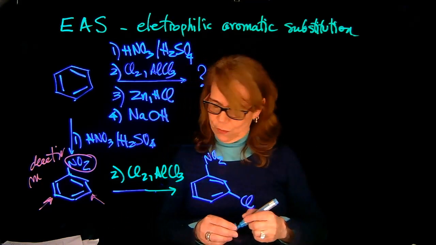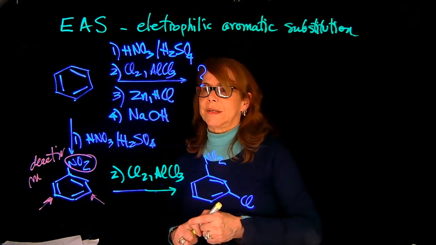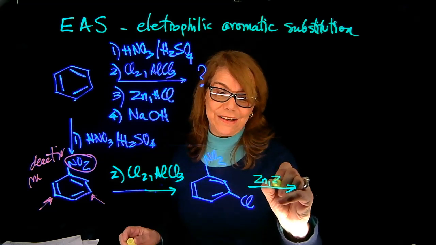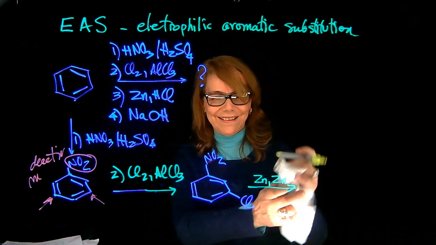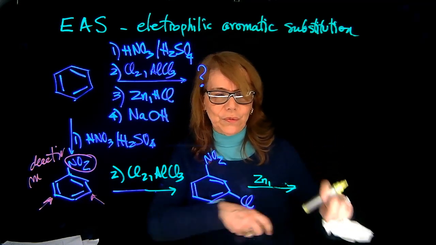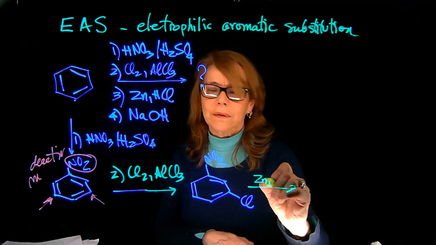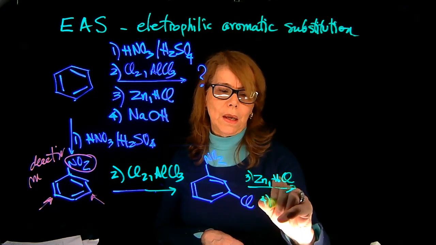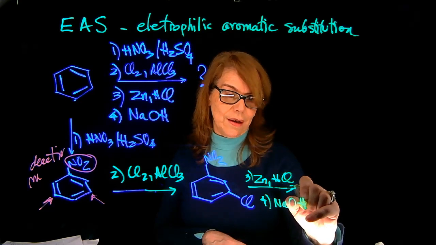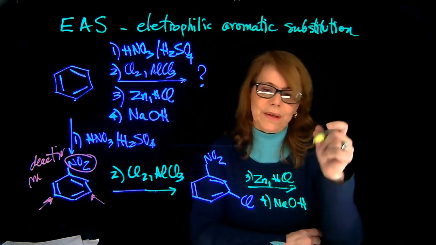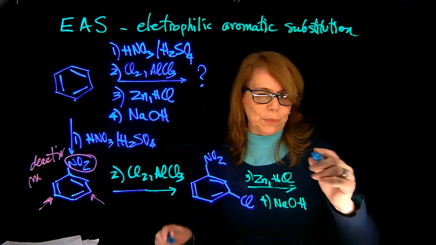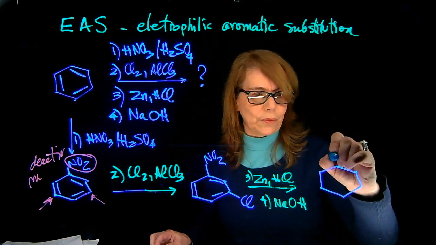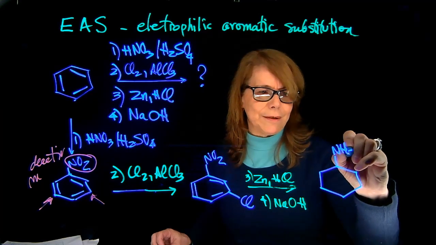The next step we see here is zinc in hydrochloric acid. That is the reduction of the nitro group to the amine, but immediately after, we need to do step 3 and 4, sodium hydroxide, to recover the free amine. Let's draw the product and then explain a little bit more. So what is that? You will reduce this group to the amine.